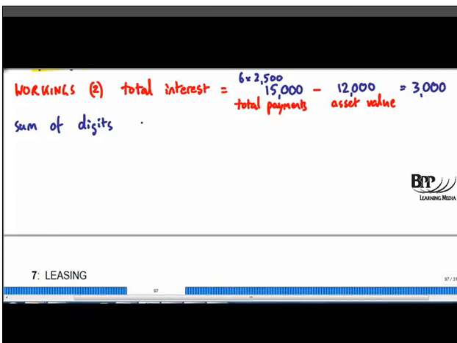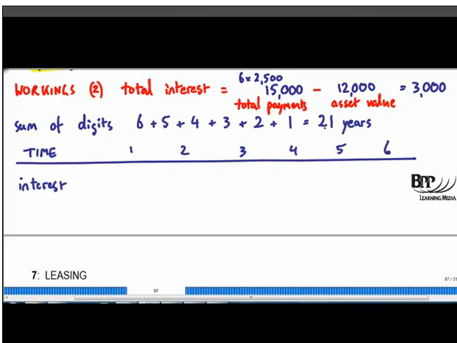To use this shortcut method, you look at the number of years, which here is 6, and then you add up, going down to 1: 6 plus 5 plus 4 plus 3 plus 2 plus 1. If you add up all of the digits, that's 21.